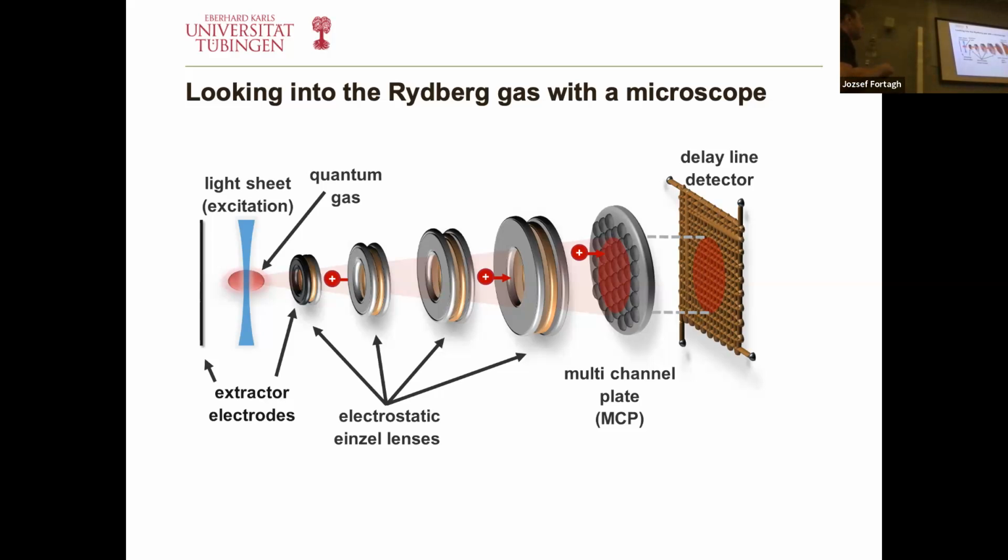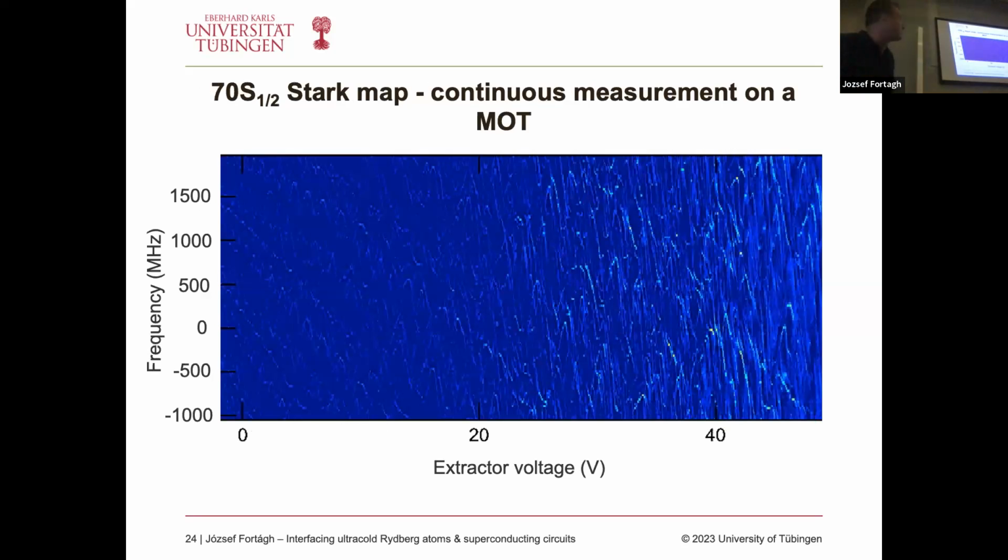So essentially, if we vary the frequency of the Rydberg excitation laser, then we can excite different Rydberg states. If we vary the applied voltage, we can excite various Stark states. So what we can do in the experiment is take a Stark map. It's probably hardly visible, but can you see here the Stark lines are wiggling? We vary the laser frequency and the extractor voltage, and we can map the Stark map.